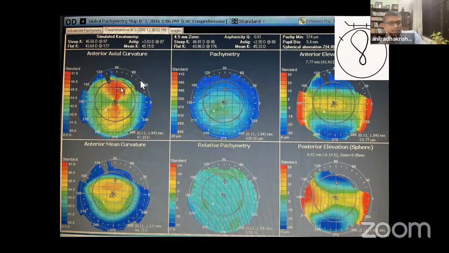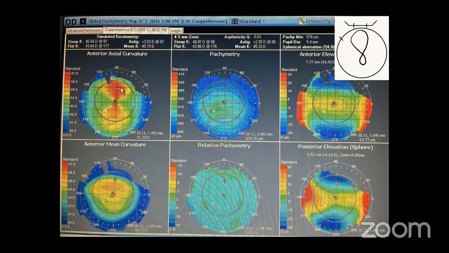So generally, what do you expect when you have a superior scleral incision? Sir, in old age there is usually against-the-rule astigmatism, but if you put a superior incision, there will be more astigmatism with superior steepening, with-the-rule astigmatism.